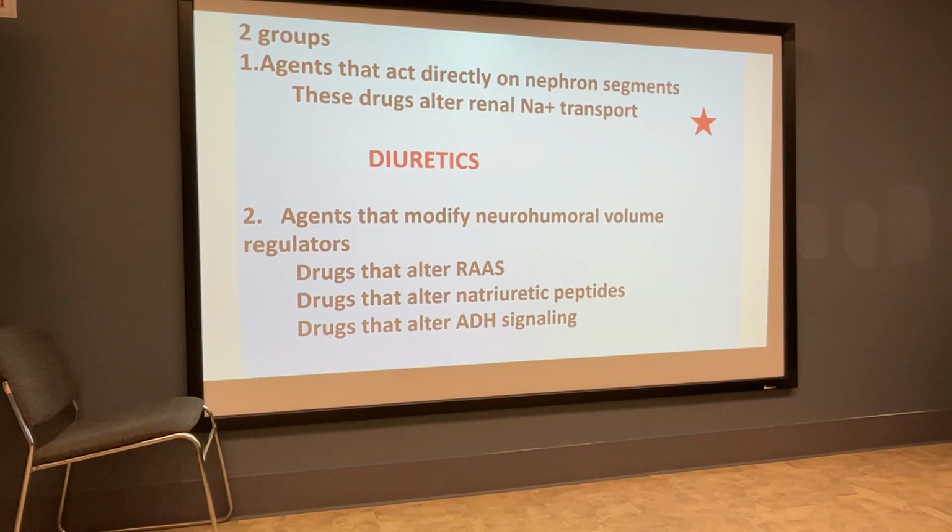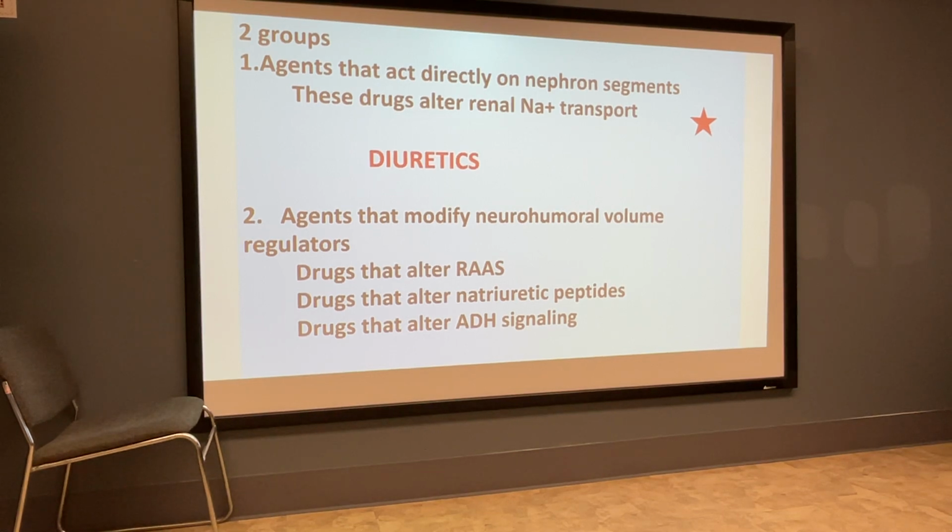And these are those drugs that alter renal sodium transport. And they are the ones that you call diuretics. Diuretics.